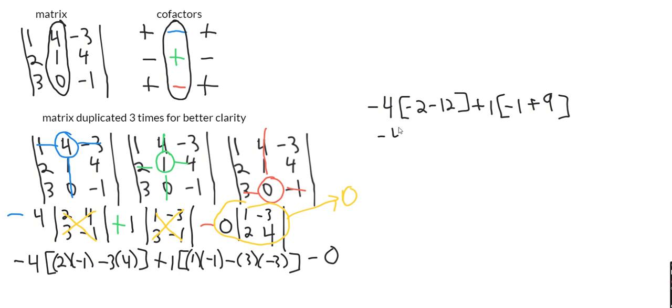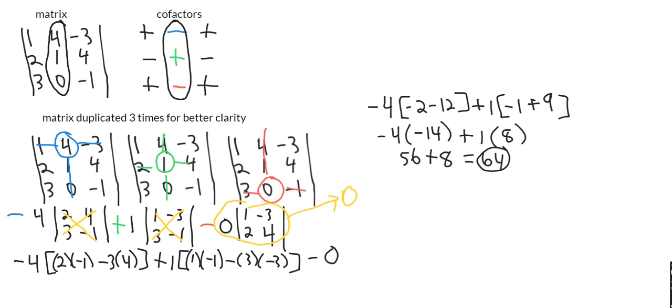So you have negative 4 times negative 14 plus 1 times negative 1 plus 9 is 8. Negative 4 times negative 14 is 56. 56 plus 8 is 64. So the determinant of that 3 by 3 is 64.